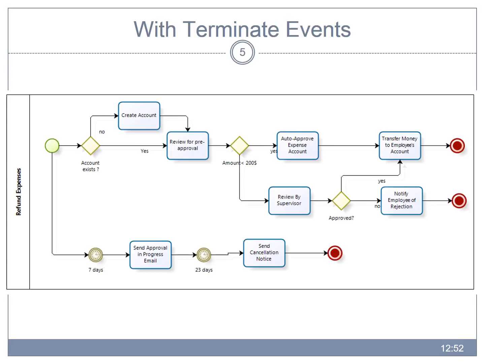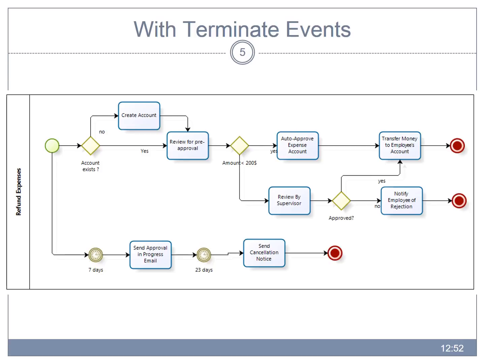Now we have put a terminate event everywhere rather than a normal end event. What is the effect? Well, suppose this process goes very fast and ends here normally. Then, because it's a terminate event, it terminates this parallel branch as well. In this way, it ensures that the approval in progress email is not sent and that the cancellation notice is not sent. Suppose that this branch takes like 10 days.